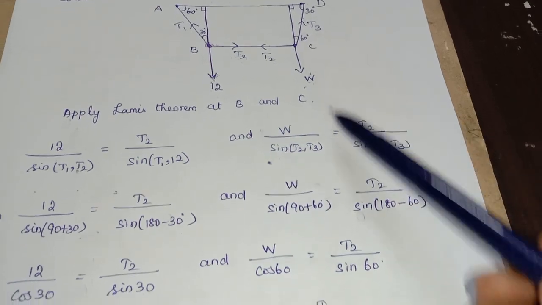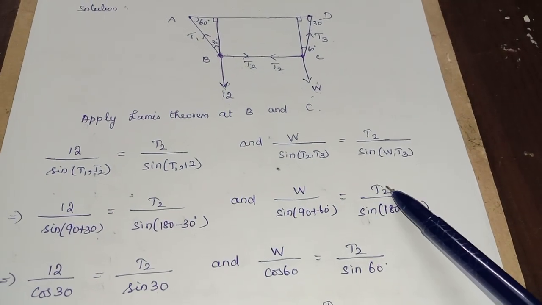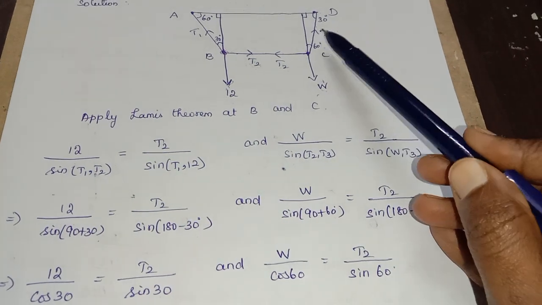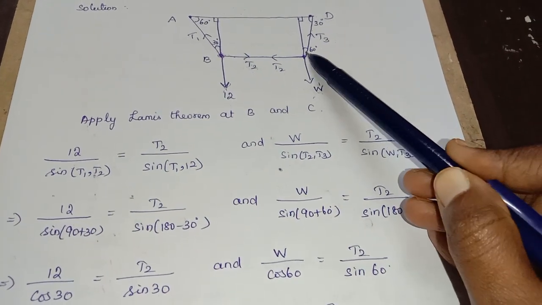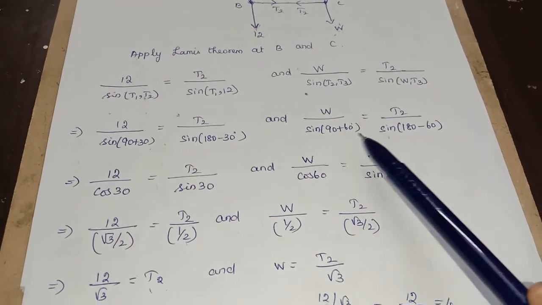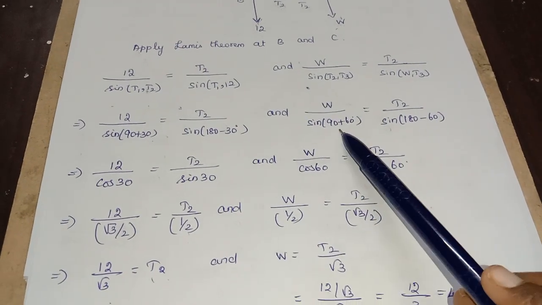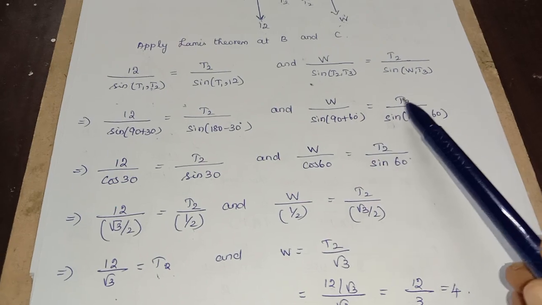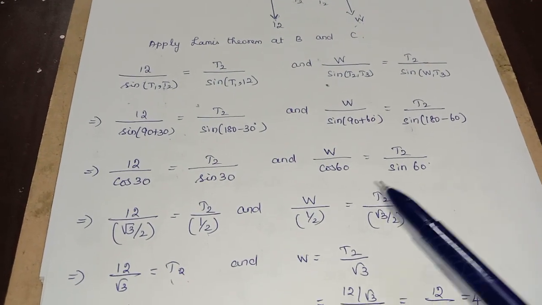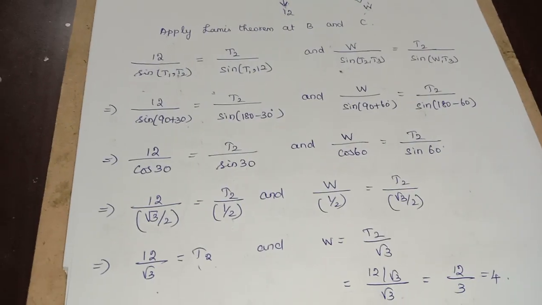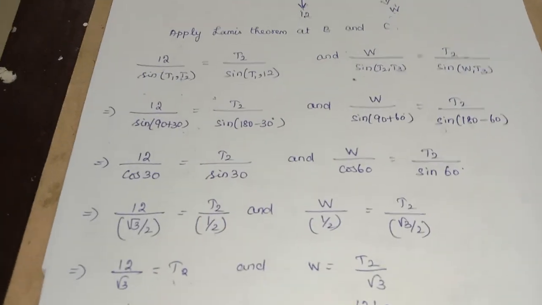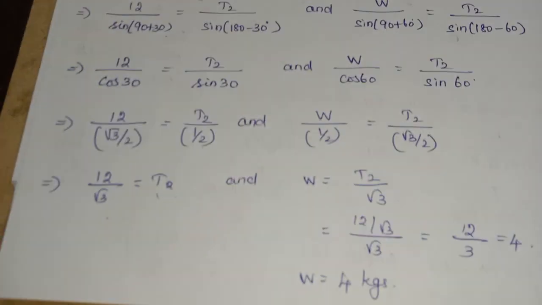So this angle will be what? 90 plus 60 equal to T2 by sine of angle between W and T3. This is my W and this is my T3. This is a straight line. If this angle is 60, this will be what? 180 minus 60. So W by sine of 90 plus theta, which is cos theta, and then T2 by sine 60. Okay, so W by 1 by 2 equal to T2 by root 3 by 2.